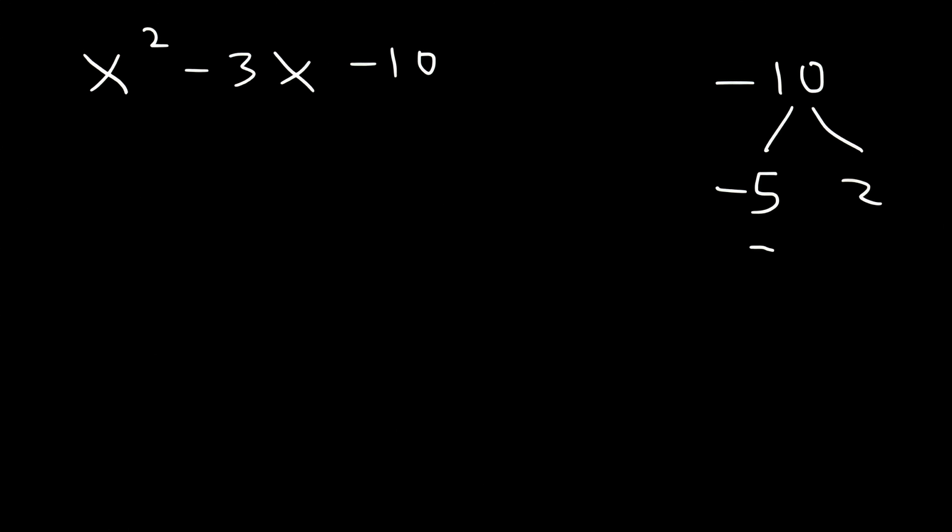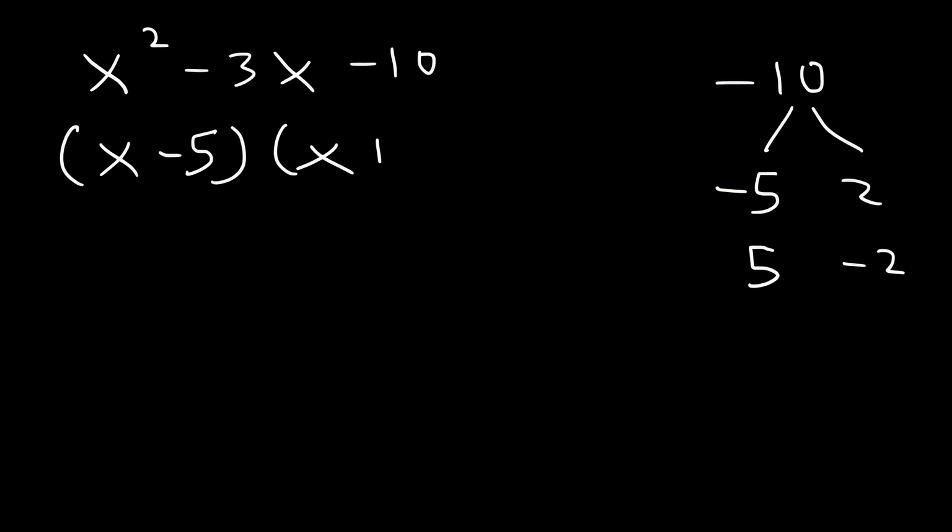Now let's try this one. X squared minus 3x minus 10. So what two numbers multiply to negative 10 but add to negative 3? So this is going to be negative 5 and 2, or 5 and negative 2. Now negative 5 plus 2 adds up to negative 3, and it still multiplies to negative 10. So the answer is x minus 5 times x plus 2.